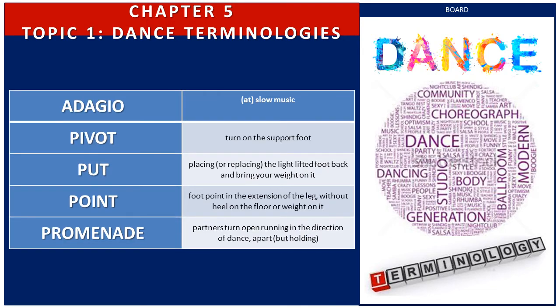We have adagio. It means slow music. Pivot: turn on the support foot. Put: placing or replacing the lightly lifted foot back and bringing your weight on it. Point: foot pointed in the extension of the leg without the heel on the floor or weight on it. Promenade: partners turn open, running in the direction of the dance, apart but holding.